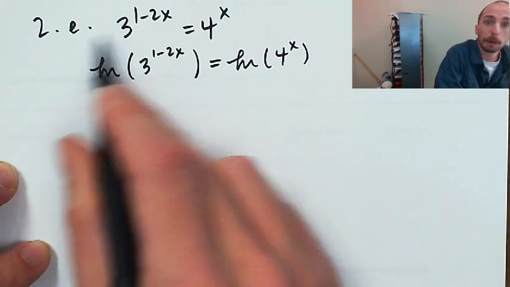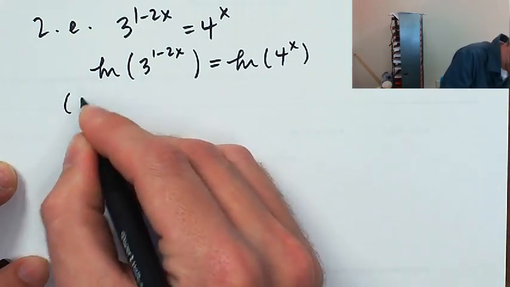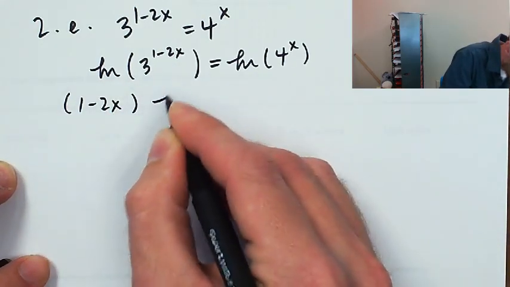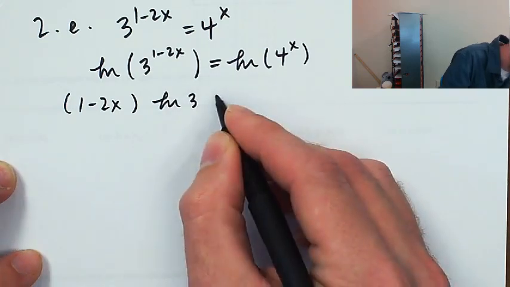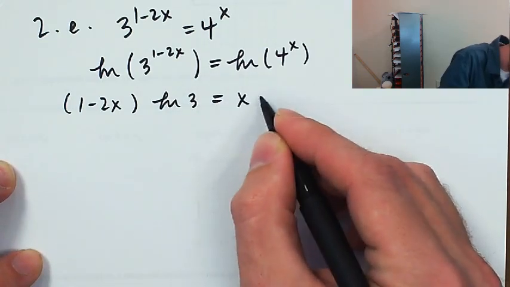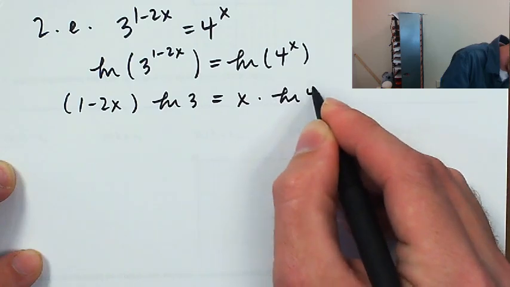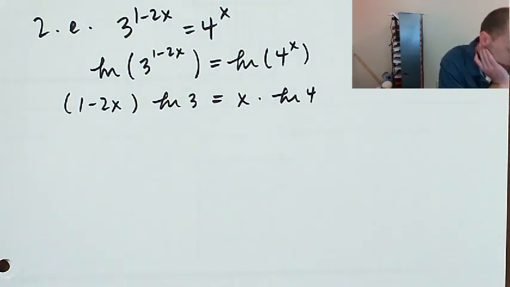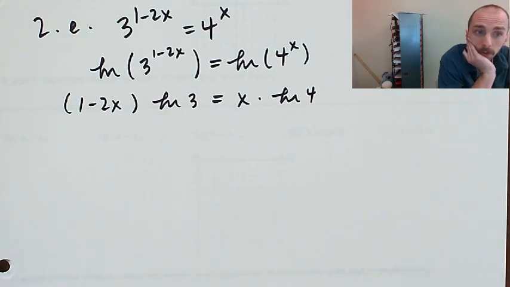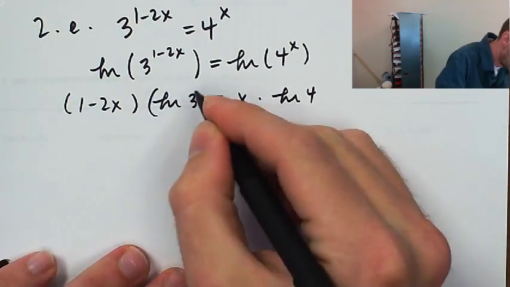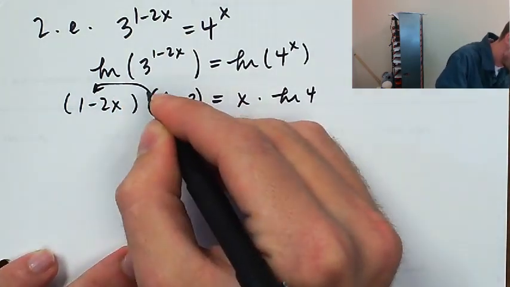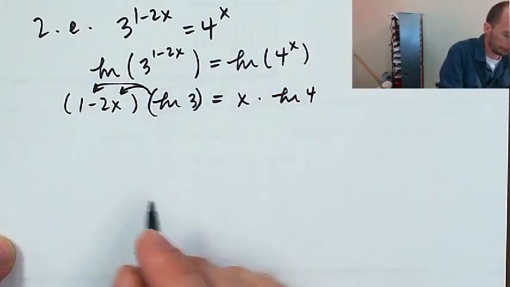Okay, and then I'm going to bring these exponents around the front. So I'm going to have (1 minus 2x) times the natural log of 3 equaling x times the natural log of 4. Okay. Now, I think there's not really much else to do besides you need to realize that natural log of 3 is just some number. It's not really something that's worth being scared of. So I'm going to distribute that over here.